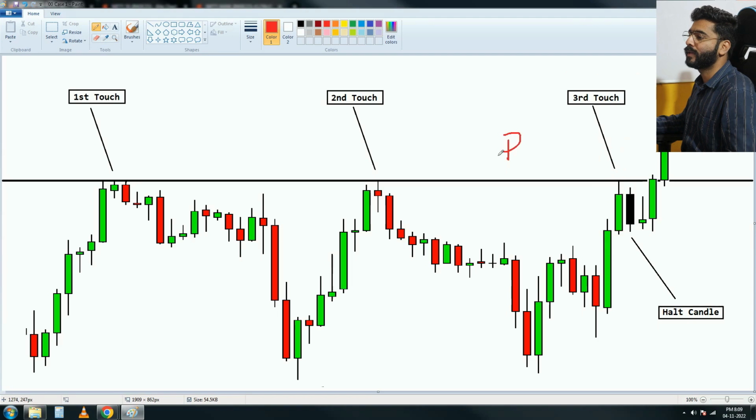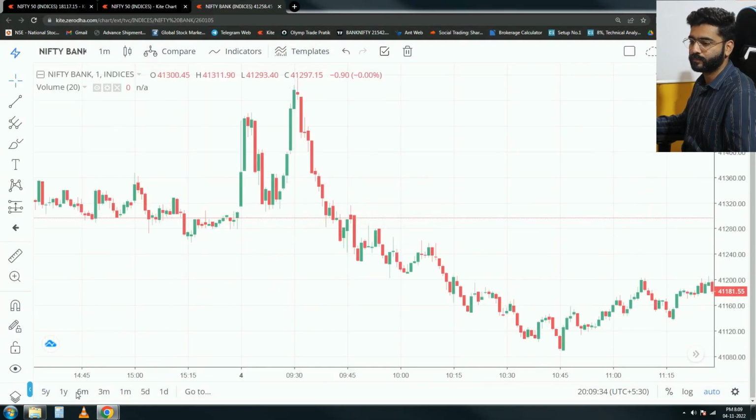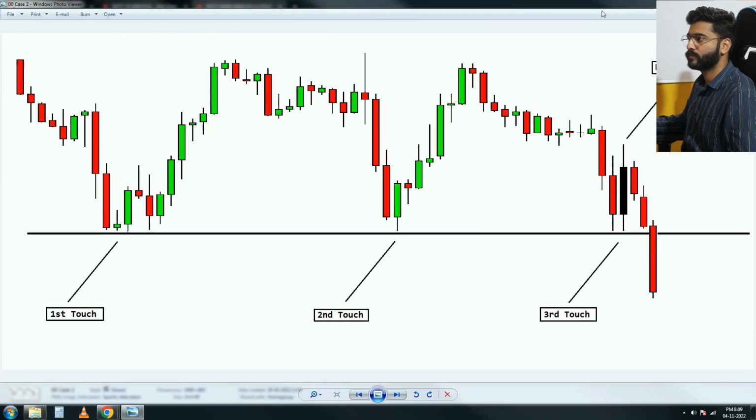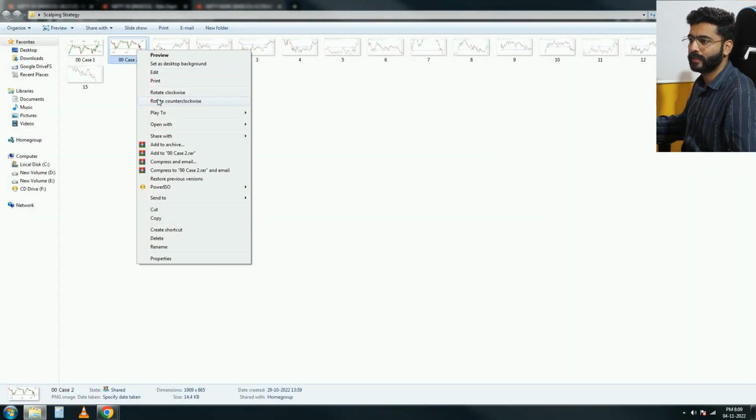Now this is the case where the resistance got broken. Let us take an example where we see a support getting broken. Okay, so sorry, we should open Paint. Just a second.